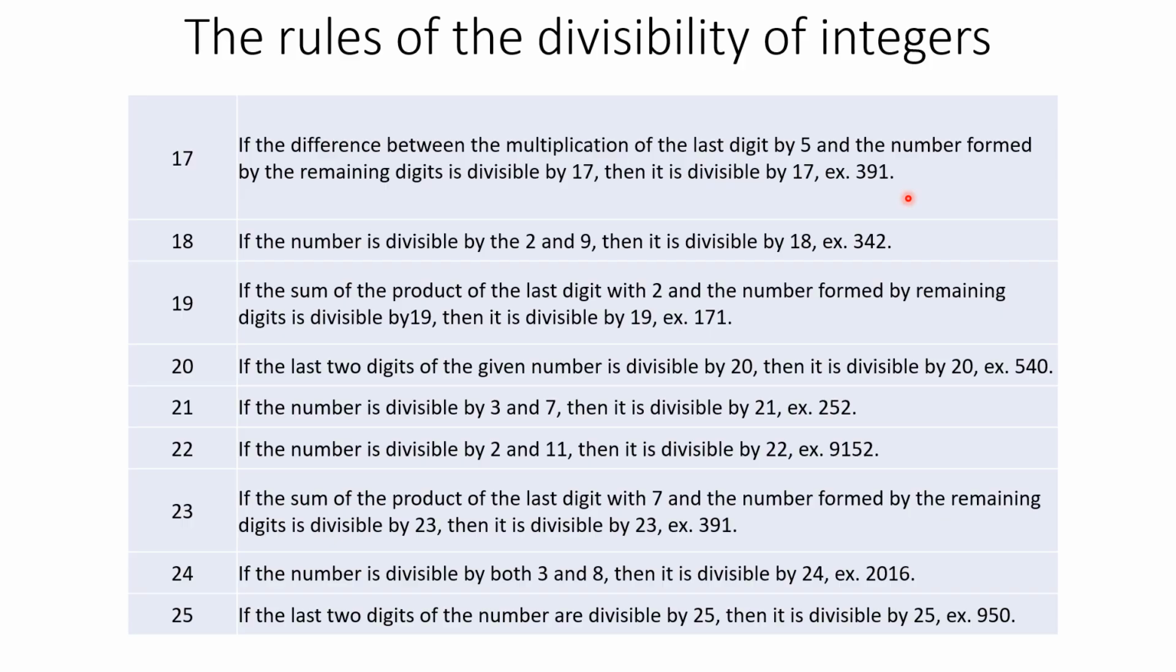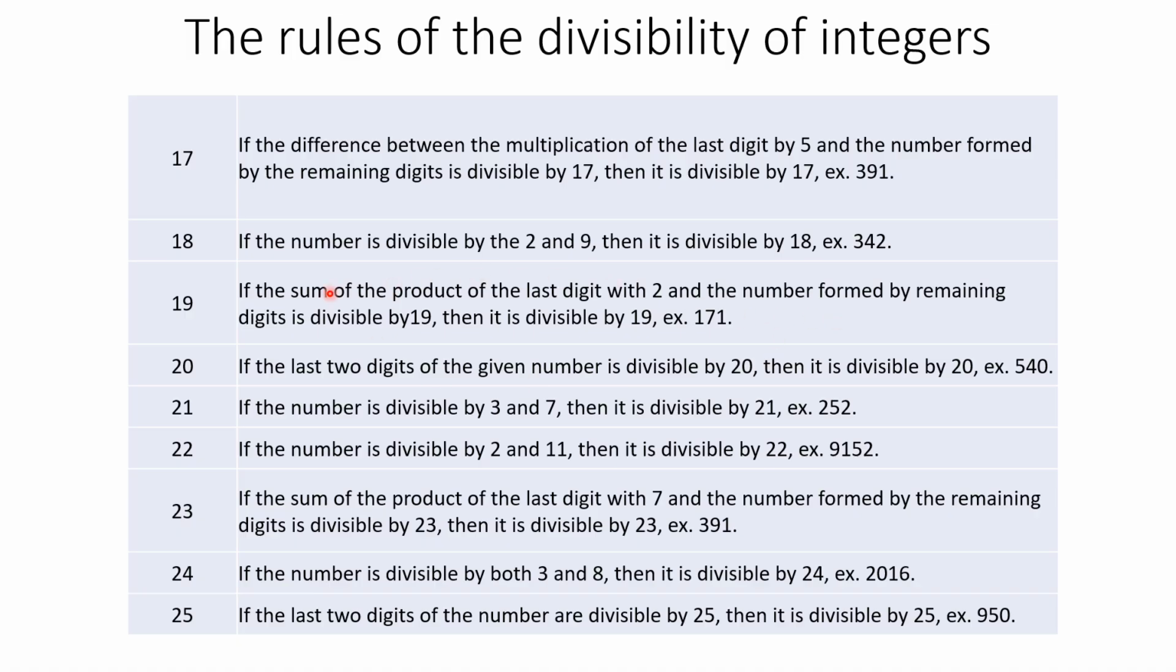For 19, if the sum of the product of its last digit with 2 and the number formed by the remaining digits is divisible by 19, then it is also divisible by 19. So the sum of the product of the last digit with 2, so 171 for example, the last digit is 1 times 2 gives us 2, and the sum of this product and the number formed by the remaining digits, so for example 17 plus 2 gives us 19, which means it is divisible by 19.